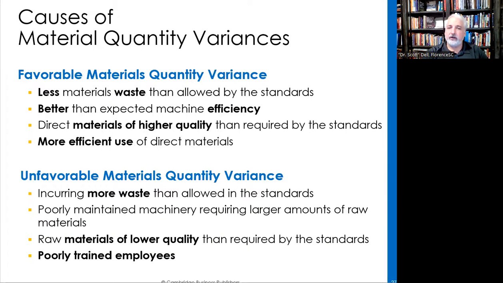And then we have quantity variances: less material waste than allowed by the standard, better machinery efficiency. So there are some outside forces that can play. Direct materials of higher quality than required, or we're more efficient and getting better at it. Incurring more waste than allowed in the standard, poorly maintained machinery, larger amounts of raw materials of lower quality, or poorly trained employees would result in unfavorable variances. So that's on the material side.